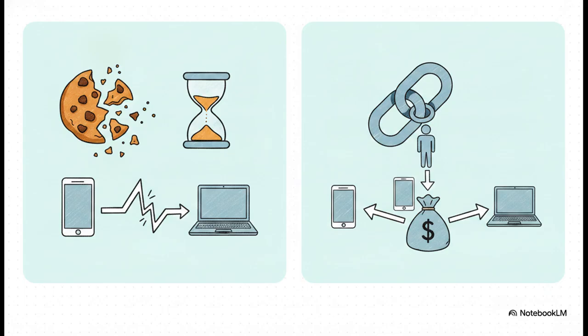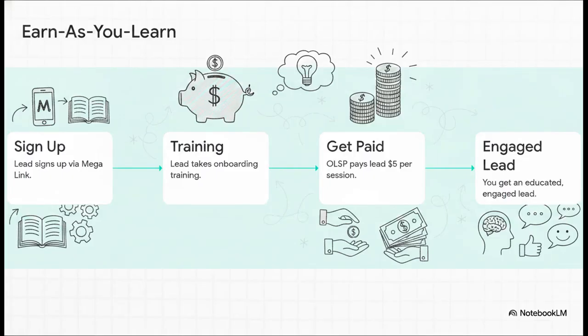OLSP replaces that outdated system with permanent account-level attribution. Basically, once someone signs up through your MegaLink, they are your referral forever. Whatever they buy inside the system, whether that's today, next month, or 3 years from now, on literally any device, you get the commission. But that brings up a great question. How do you actually get them to buy anything?